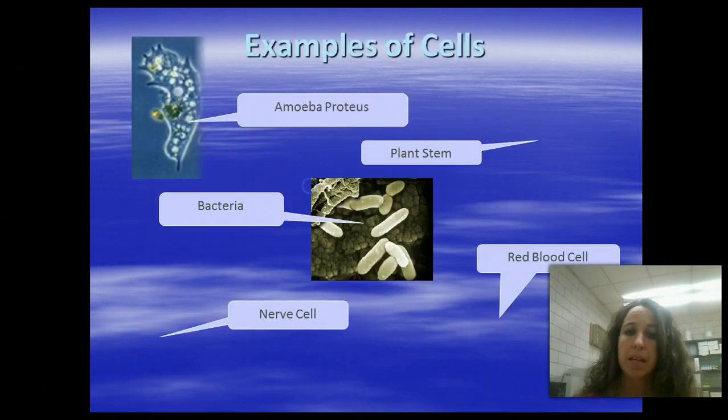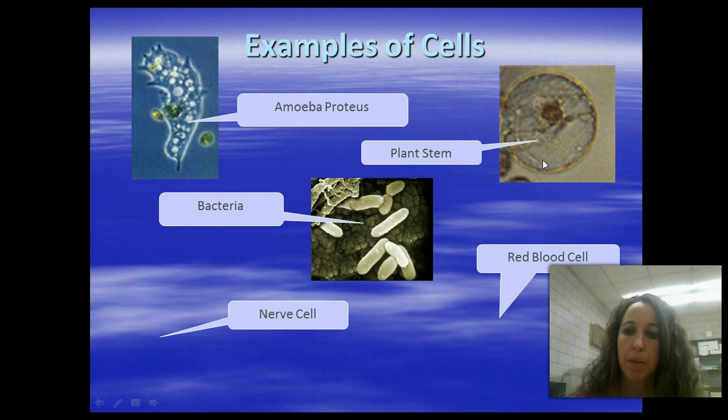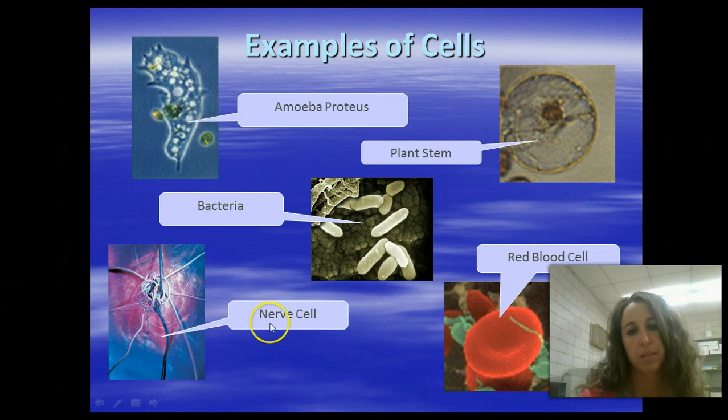Here are some examples of cells. An amoeba is a one-celled organism that's able to do all those functions that we talked about. A plant stem is part of a multicellular organism. A plant is made up of many, many cells, just like you are, but it can still do all the individual functions. Bacteria are another single-celled organism without a nucleus, and we'll talk more about that in a second. Here's an example of what a nerve cell from your body looks like, and a red blood cell. You can see that all different types of cells look different. Cells don't look the same. They're all unique in their own way.